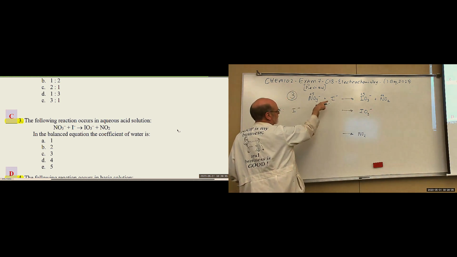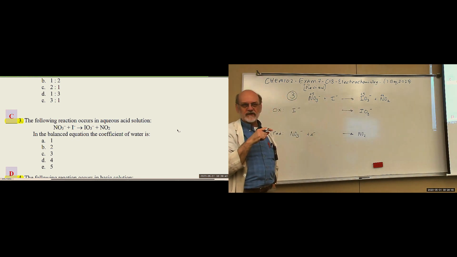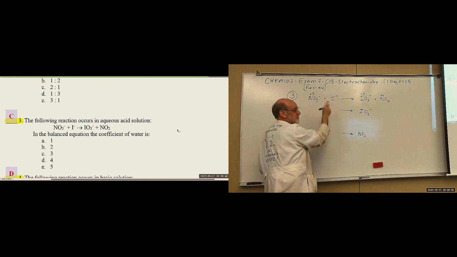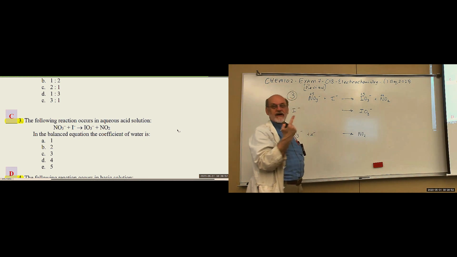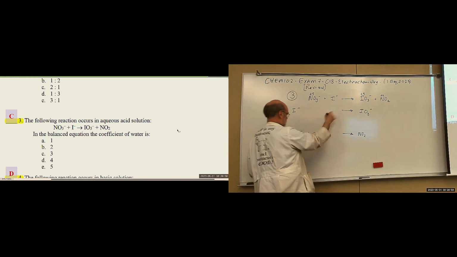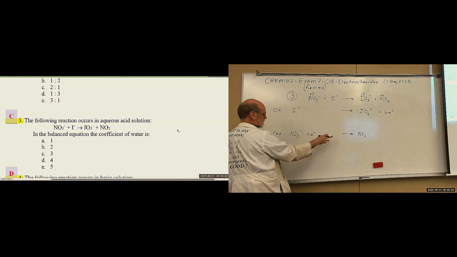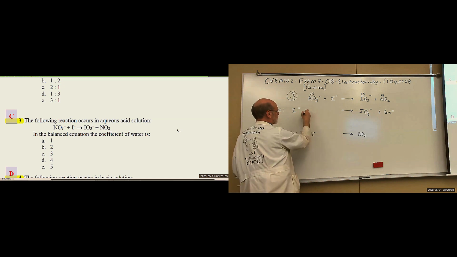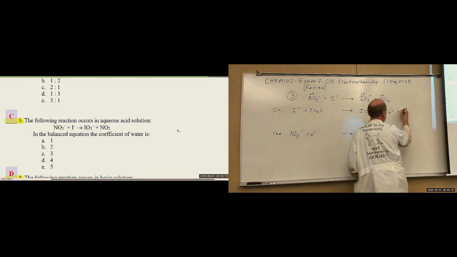Let's see. We go from -1 to +5. How many electrons do you have to lose? The way I do it is I go from minus to 0. You got to lose 1 there, right? And from 0 to +5, you got to lose 5 more. So that's 6. Let's see, 1 nitrogen, 1 iodide on both sides. That's good. Now we'll balance the oxygens. We need 3 of them on this side, right? And that means we need 6 hydrogens on this side.